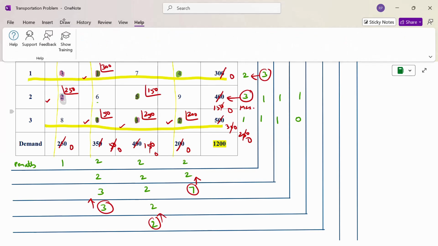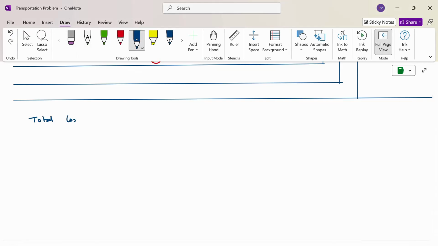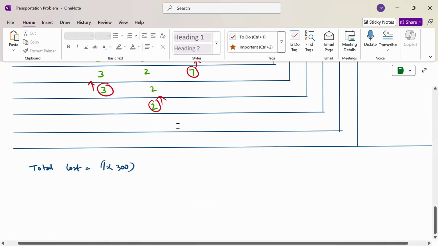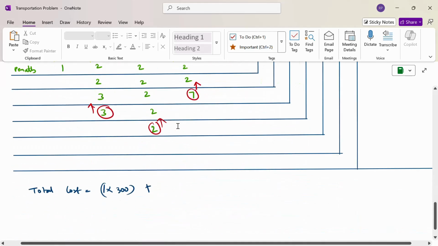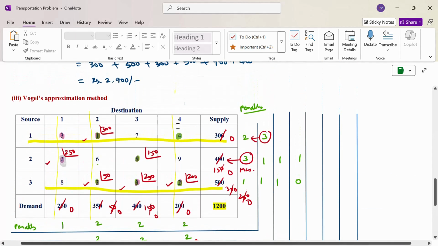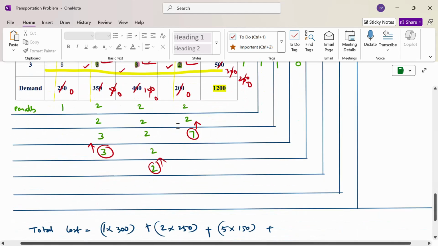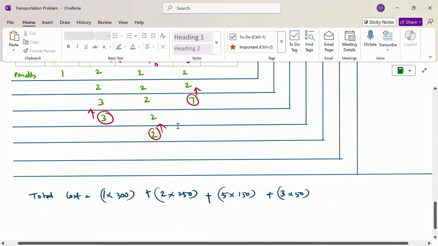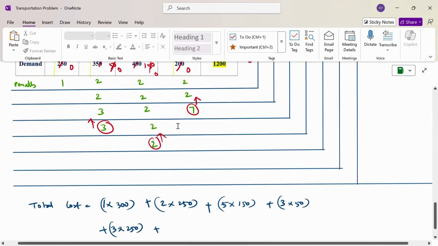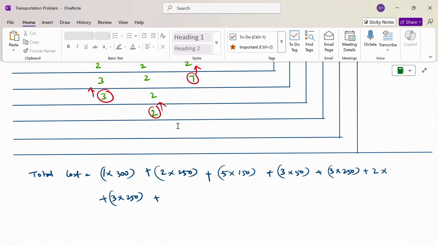Now the total cost. So the total cost is nothing but 1 into 300 plus 2 into 250 plus 5 into 150 plus 3 into 50 plus 3 into 250 plus 2 into 200.